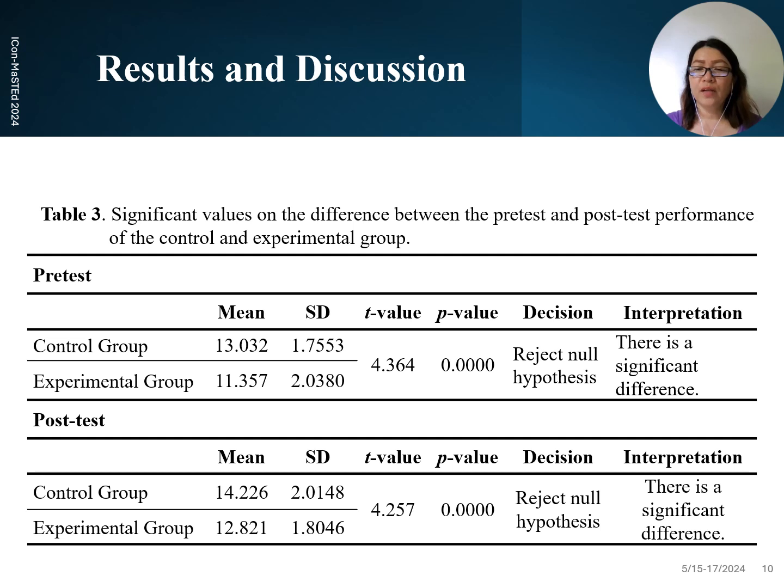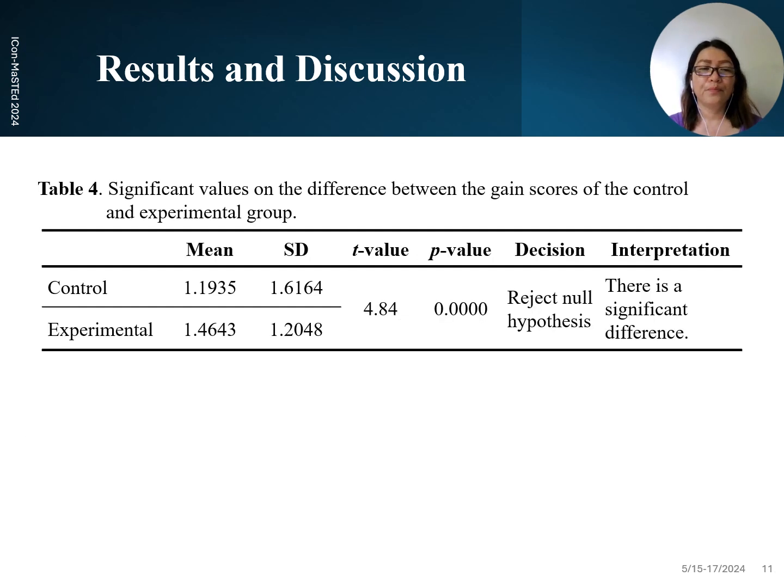Additionally, the computed t-value and p-value during the post-test are 4.257 and 0.000 respectively, with a p-value which is less than the 5% level of significance. The null hypothesis is rejected. Thus, there is a significant difference between the post-test performances of the control and experimental group.